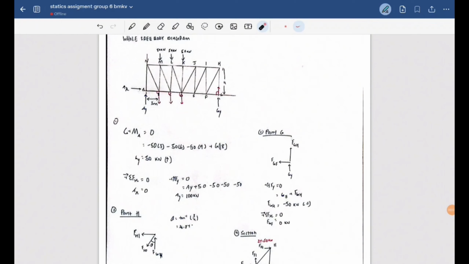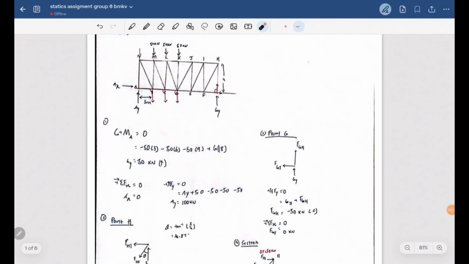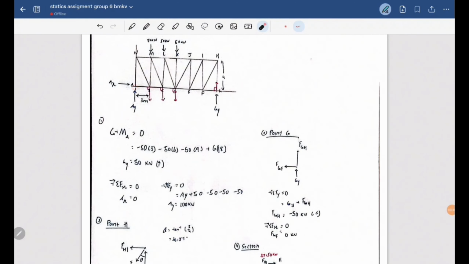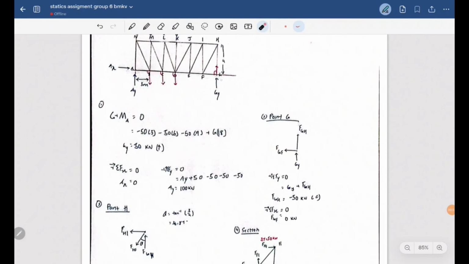So for number 1, we need to find the force in each of the members of the truss, and state whether it is tension or compression. First step we need to do is draw the whole free body diagram. As we know, at point A is a fixed support, so we have two directions, which are AX and AY, and on point G we have a roller, so we have one direction only, which is GY.